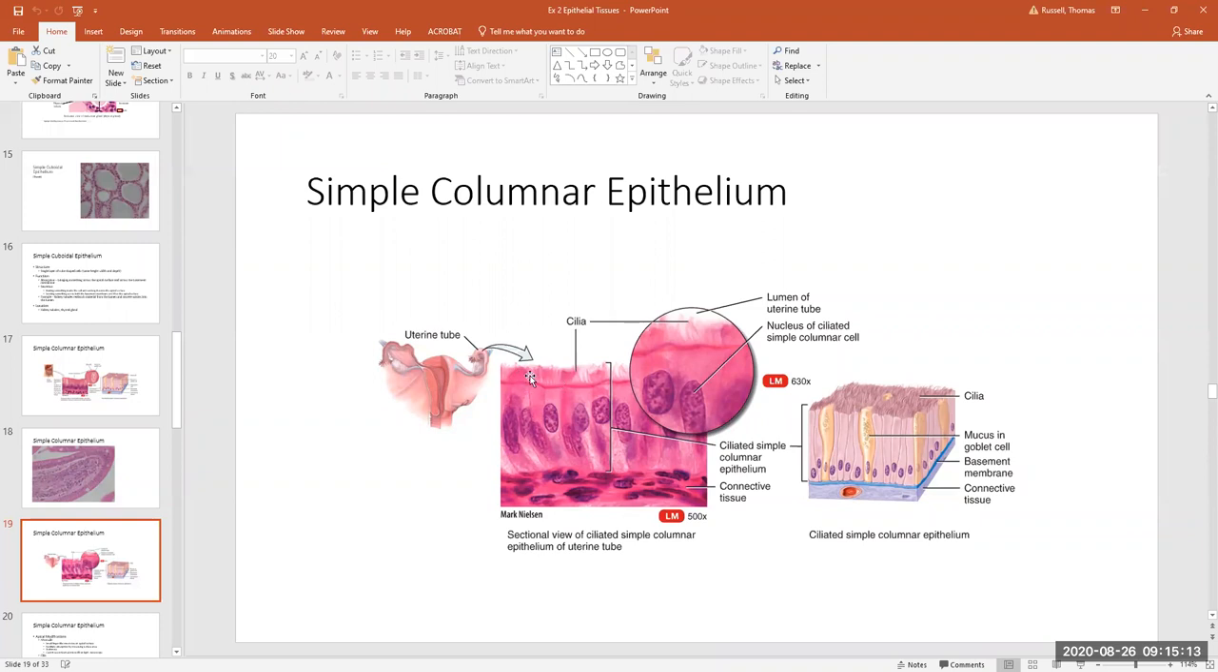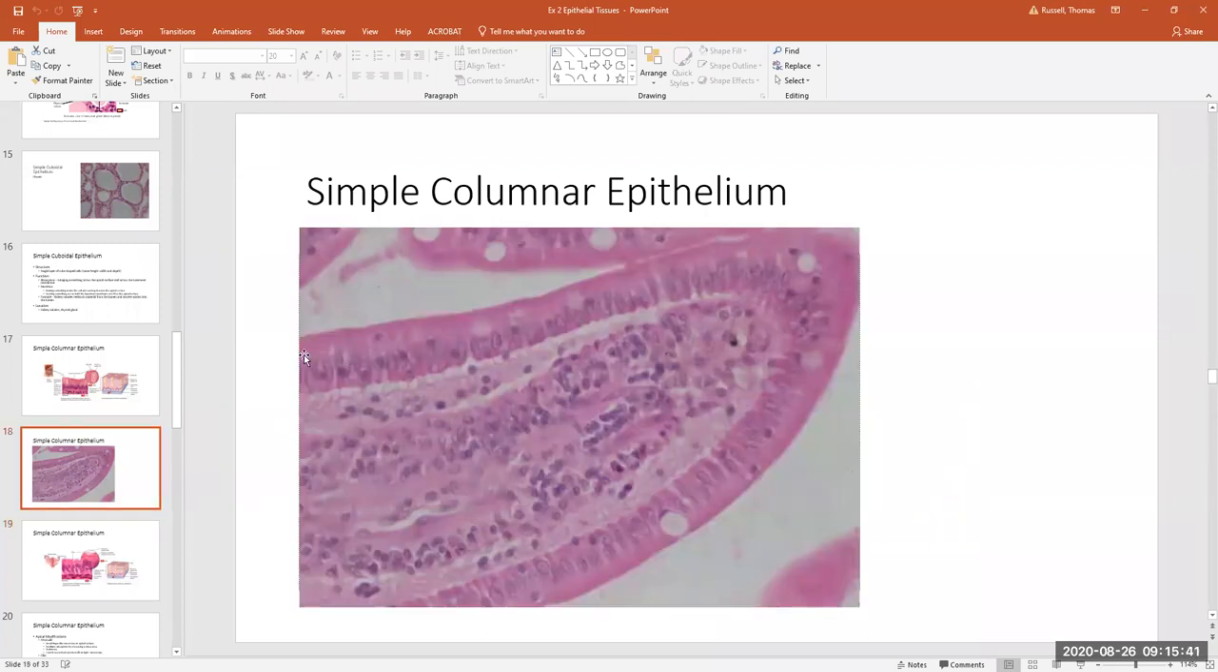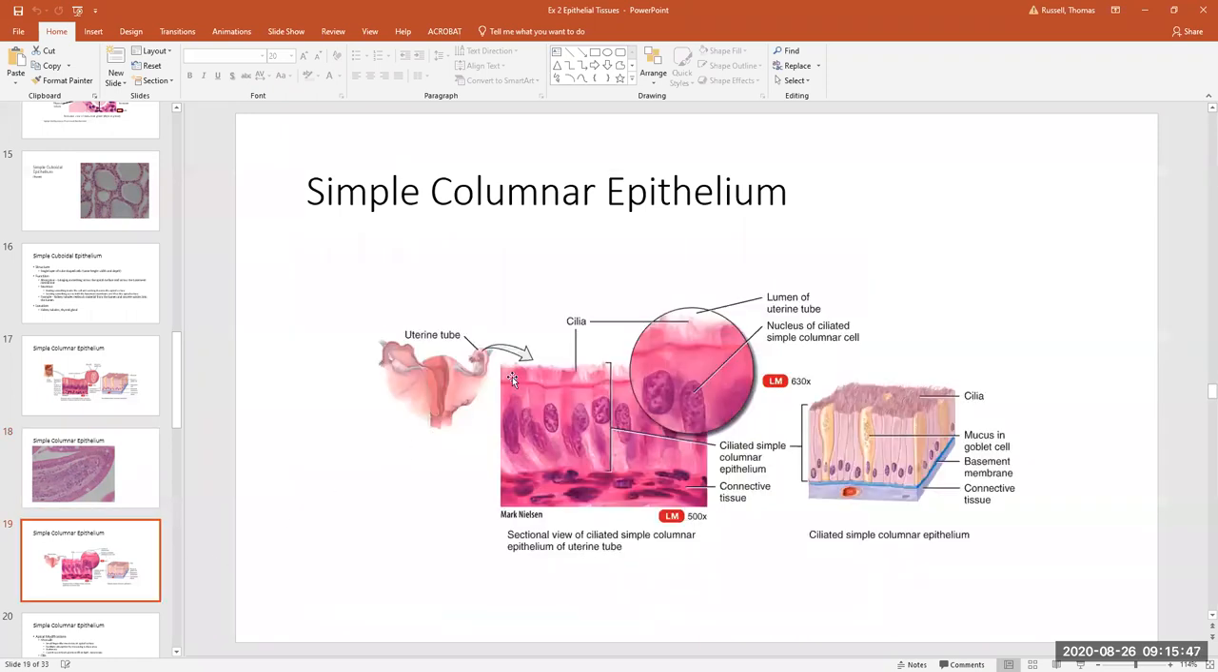And what that does is create a current of fluid. So fluid would be moving across the surface of this tissue because the cilia move. And the cilia beat in order to move that fluid and thus can carry, in this case, the egg down towards the uterus. All right. So this is what we call ciliated simple columnar epithelium because there's cilia at the top. This is non-ciliated simple columnar epithelium located in the small intestine. This is ciliated simple columnar epithelium located in the uterine or fallopian tubes of the female reproductive tract, right?